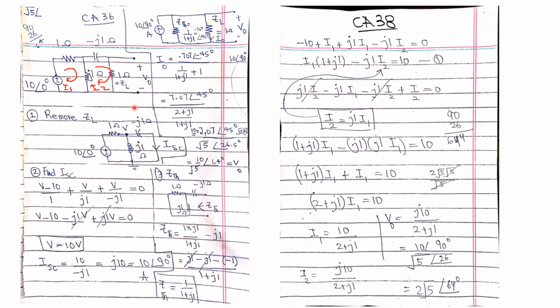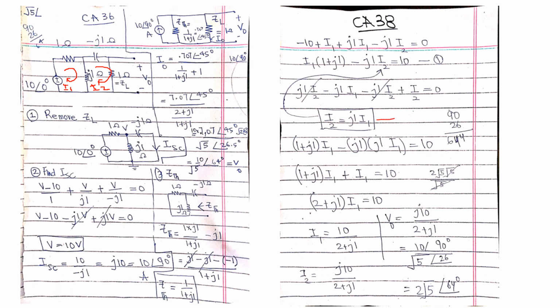For loop number 2 we have through this J1 two currents flowing, I2 minus I1, and since we are in loop number 2, therefore we'll write I2 positive and I1 negative, and then minus J1. This minus is there because it's a capacitive reactance, minus J1 I2, plus the current flowing through this 1 ohm resistor is I2. So the two terms cancel here, J1 I2 minus J1 I2, and we are left with this expression, I2 is equal to J1 I2. And this is our equation number 2.